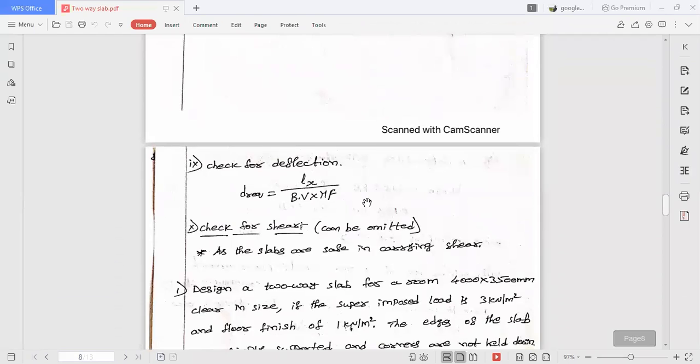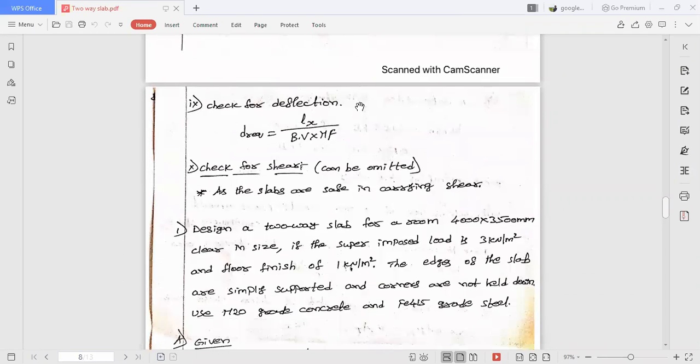Next, coming to the last one, check for deflection. And you know how to check for deflection. You will find D required based on this formula. And if this value is less than what we have taken in the starting step, first step, then it is safe. Then the last step, check for shear. I have already said slabs are very safe against shear.